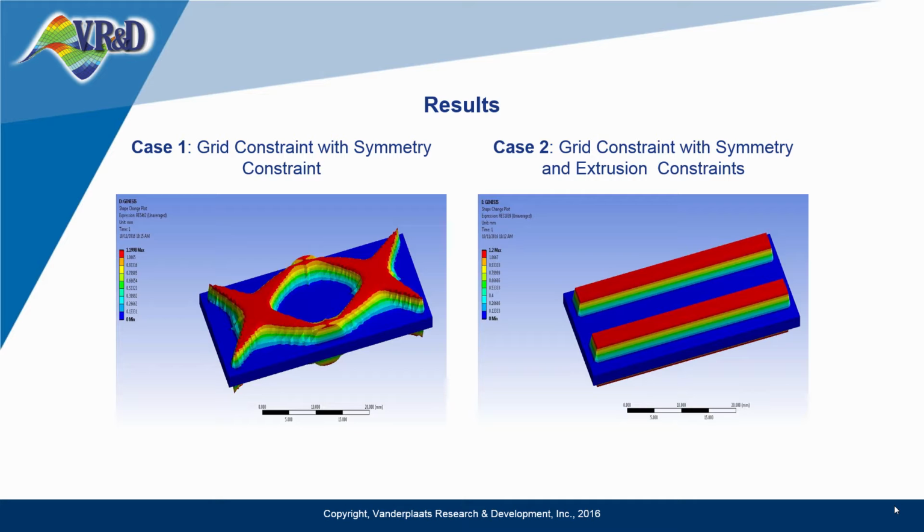Now we will compare the shape change results obtained in both cases. In both cases, as you can see from the color bar, that maximum displacement is approximately 1.2 mm, as we have entered the maximum perturbation equal to 1.2 mm. In the second case, extrusion constraint is applied along x-axis. Thus grids are moved in such a way that ribs are formed aligning along the x-axis.